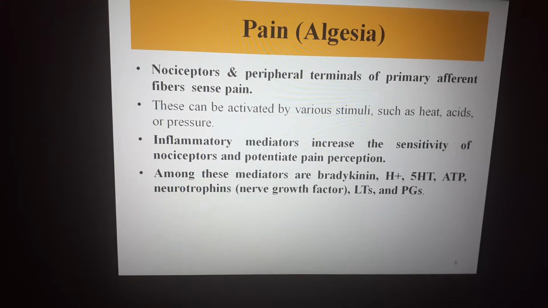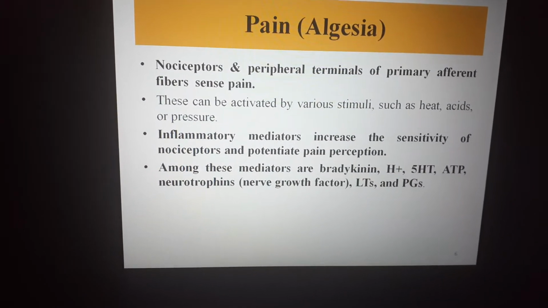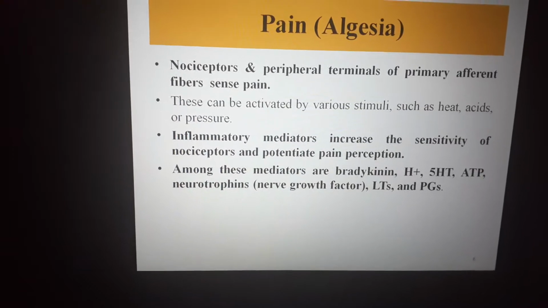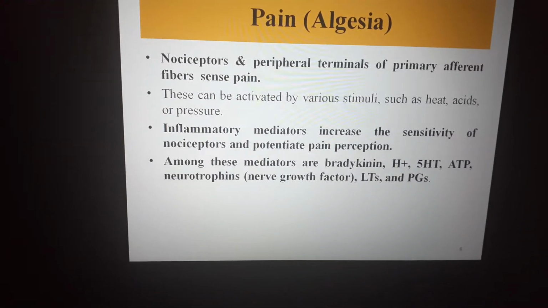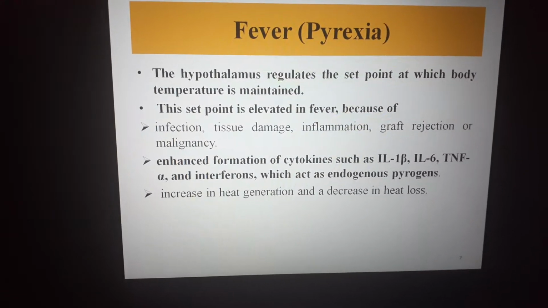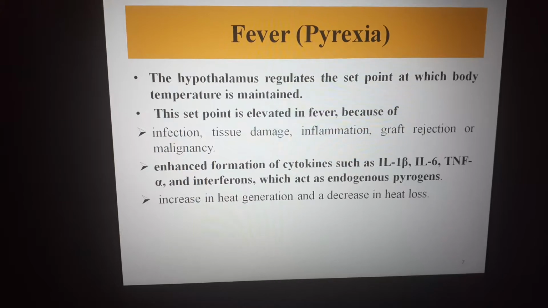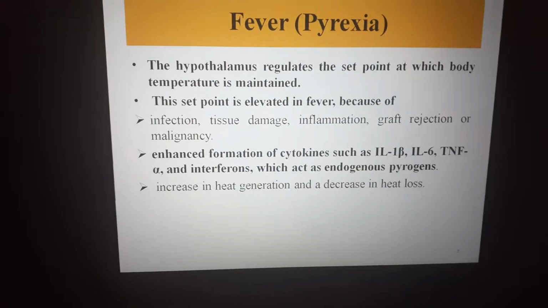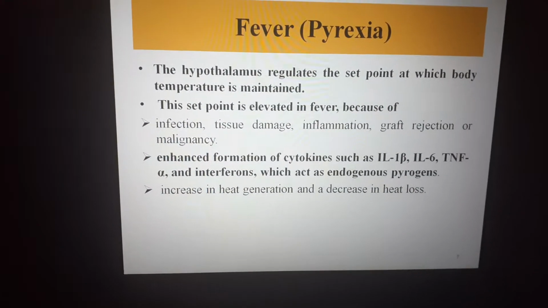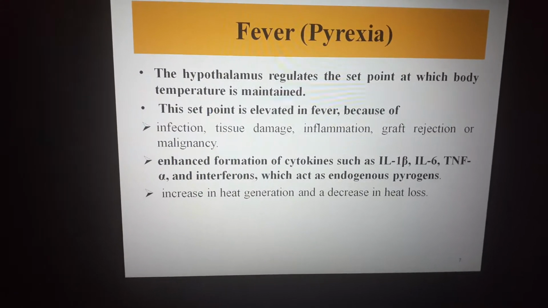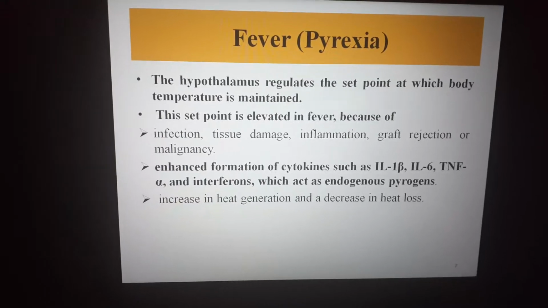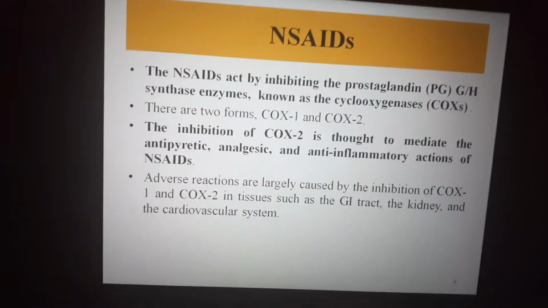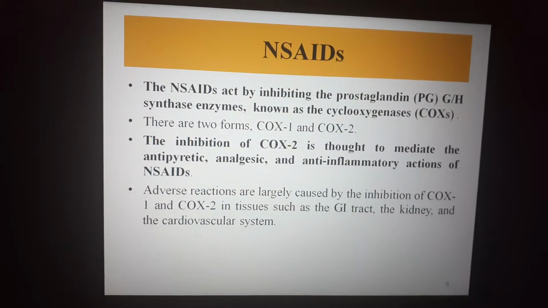Pain or algesia is due to stimulation of nociceptors and pain receptors, and some stimuli such as heat, acids or pressure and some inflammatory mediators can increase the sensitivity of pain. By inhibiting these mechanisms, mainly prostaglandin synthesis, these drugs subside the pain perception. Similarly, fever is due to altered set point of hypothalamus due to release of certain cytokines such as interleukins and tumor necrosis factor. So these drugs, non-steroidal anti-inflammatory drugs or aspirin-like analgesics, act with anti-inflammatory, analgesic and antipyretic action.